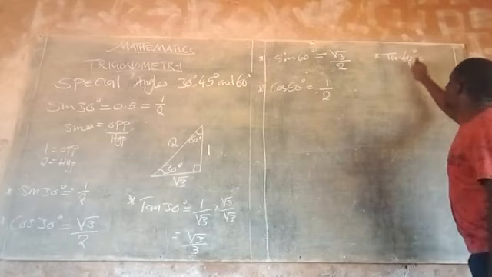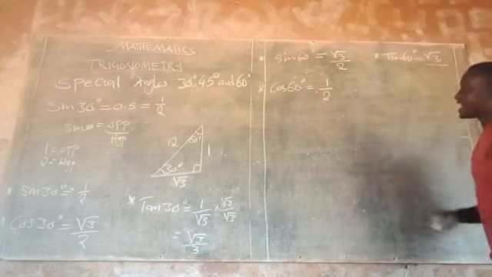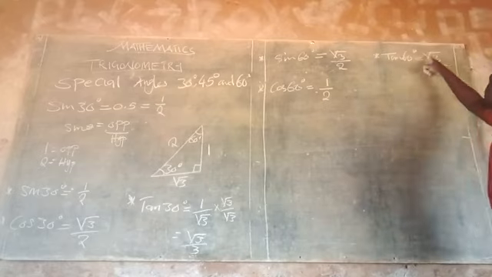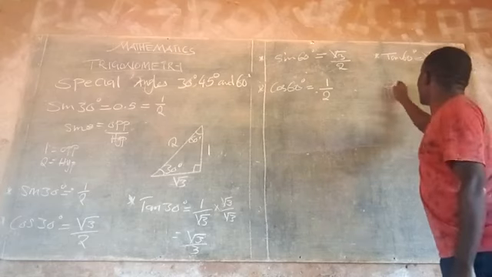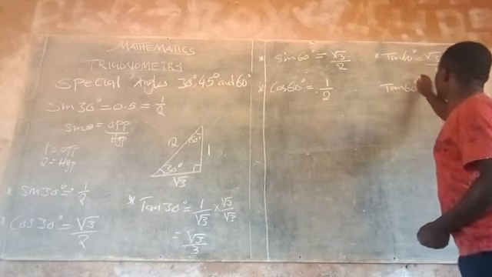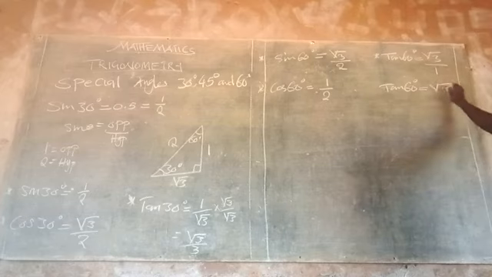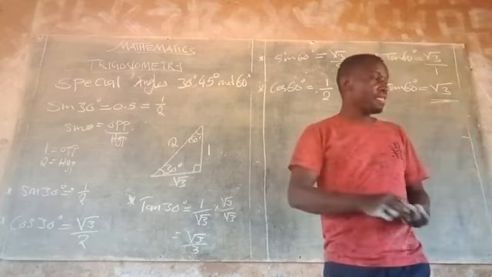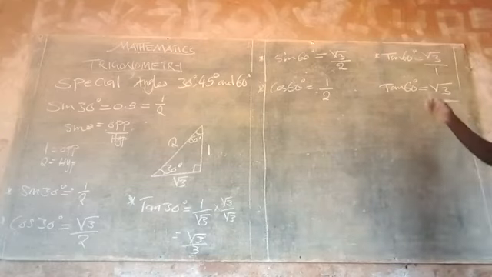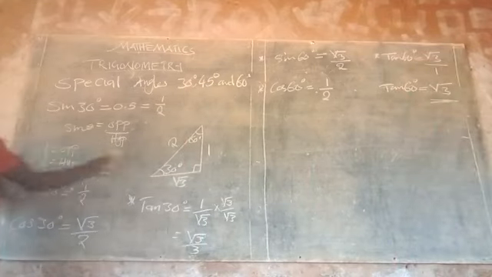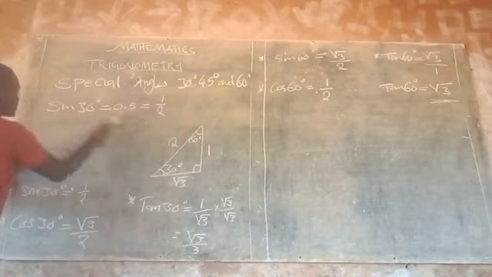So we are going to say tan 60 degrees is simply root of 3 over the adjacent side, which is 1. So root of 3 divided by 1, tan 60 degrees is simply root of 3. We are done with 60 degrees. Now we can look at 45. Let me put them somewhere here.